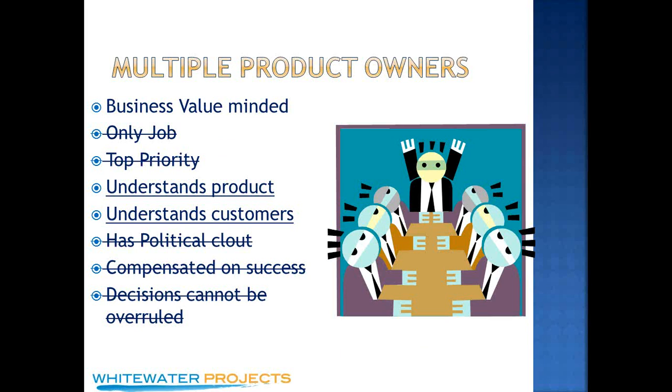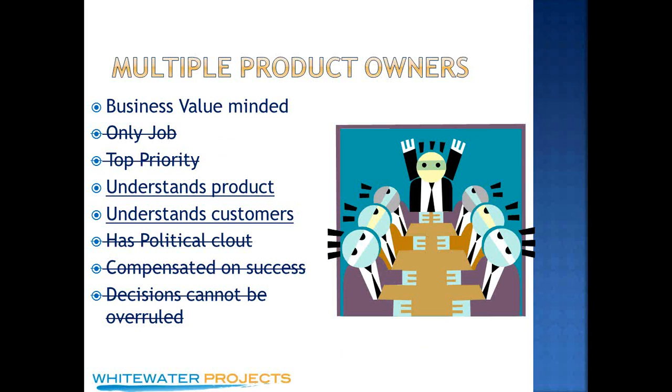They may be business value minded. It may be that all of them are really interested in providing value to the business overall. That's great. However, you have multiple people, and therefore it is clearly not their only job. It is clearly not their only top priority. I underlined these because I couldn't think of a way to halfway strike through things. It is very likely that some of the people on the steering committee or multiple product owner committee do understand the product, but others do not. And that's why you have a committee, right?